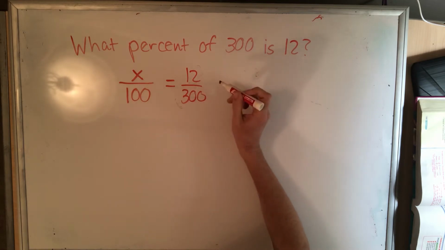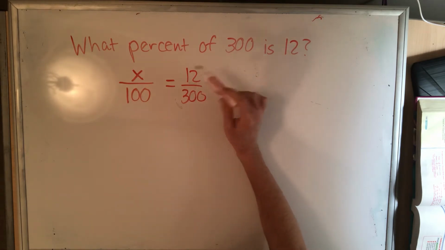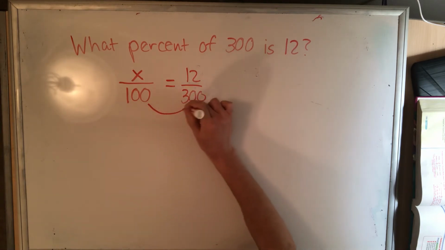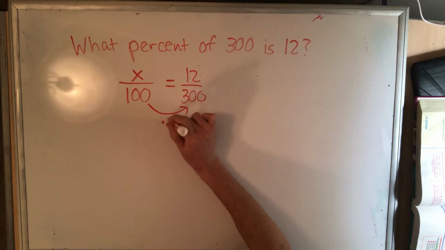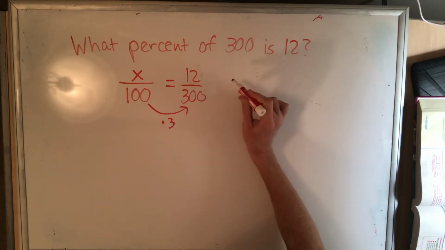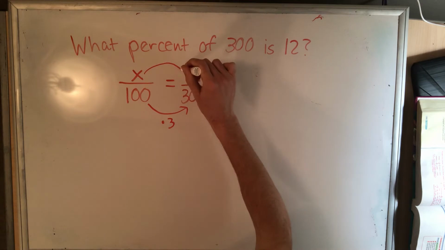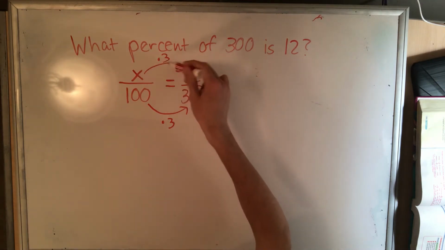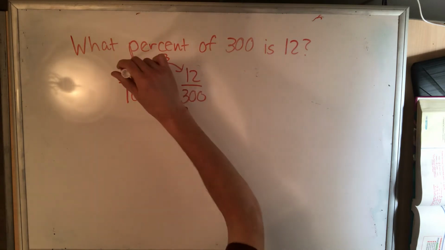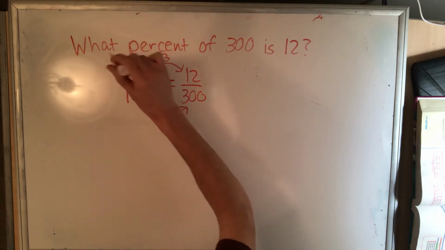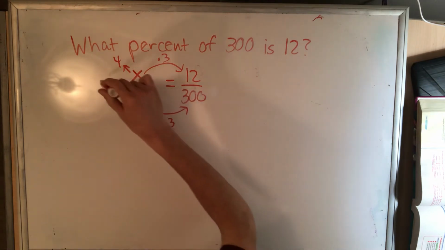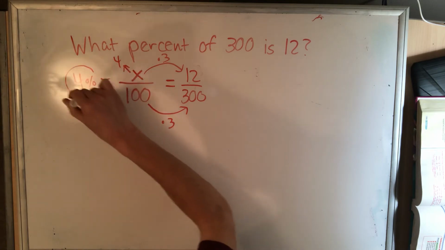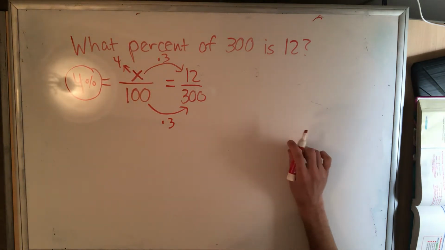We have equal fractions, so we can cross multiply and solve for x. Or in this case, since 100 goes into 300 3 times, and we have equal fractions, the top must also be multiplied by 3. So what number times 3 is 12? 4 times 3 is 12, so x is 4. And 4 hundredths is equal to 4%, since percent tells you how many hundredths you have. So 4% of 300 is 12.